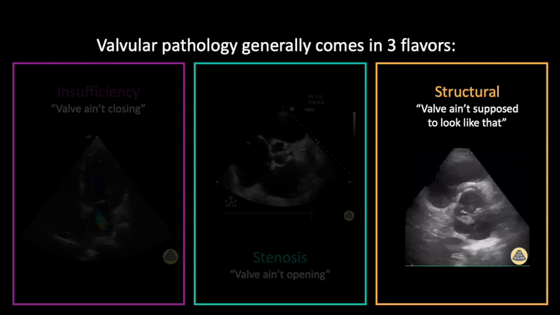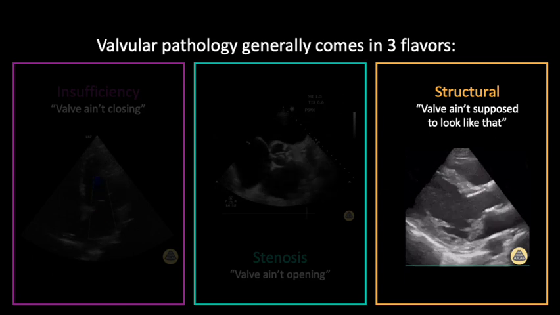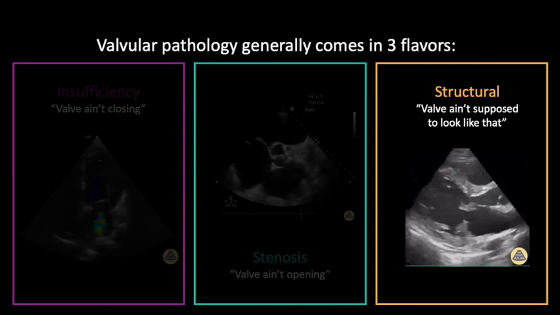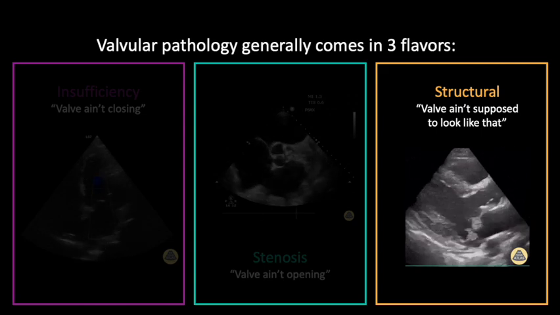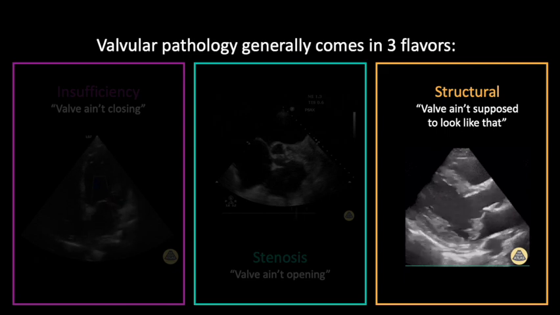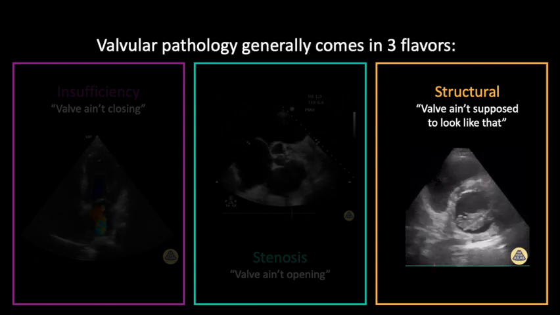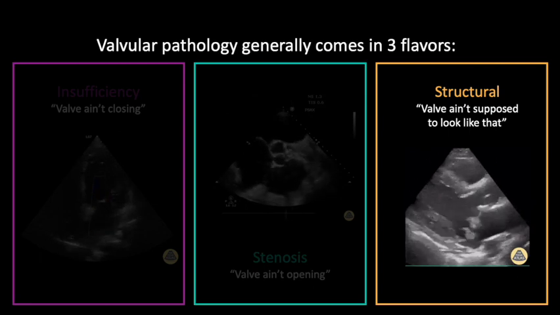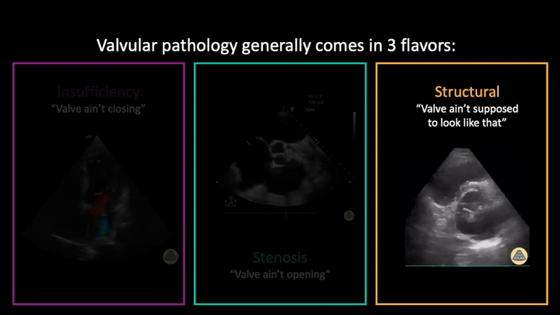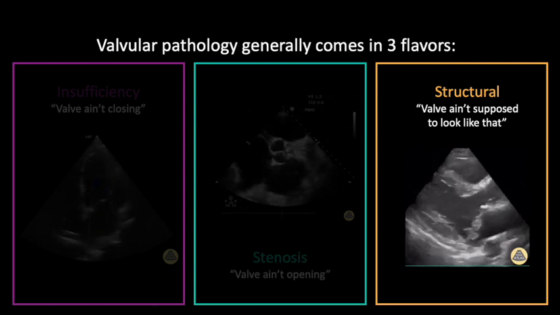And then the last of our three flavors is structural pathology. Basically, the valve ain't supposed to look like that. So in this parasternal long axis view, which then is rotated to a parasternal short axis view, we can see that the mitral valve, instead of being nice thin little lines that are flapping in the breeze and high-fiving the interventricular septum, has these big old goombas attached to the atrial side of the mitral valve leaflet. And indeed, these are valvular vegetations in a patient with endocarditis.